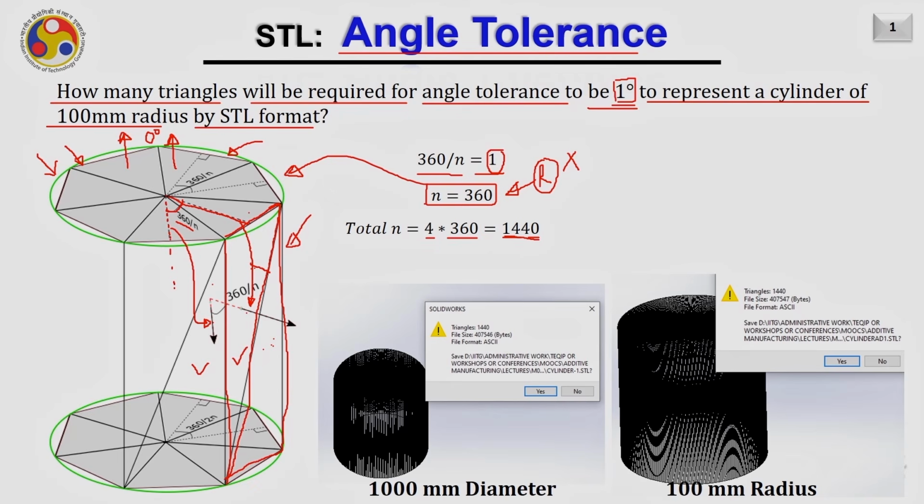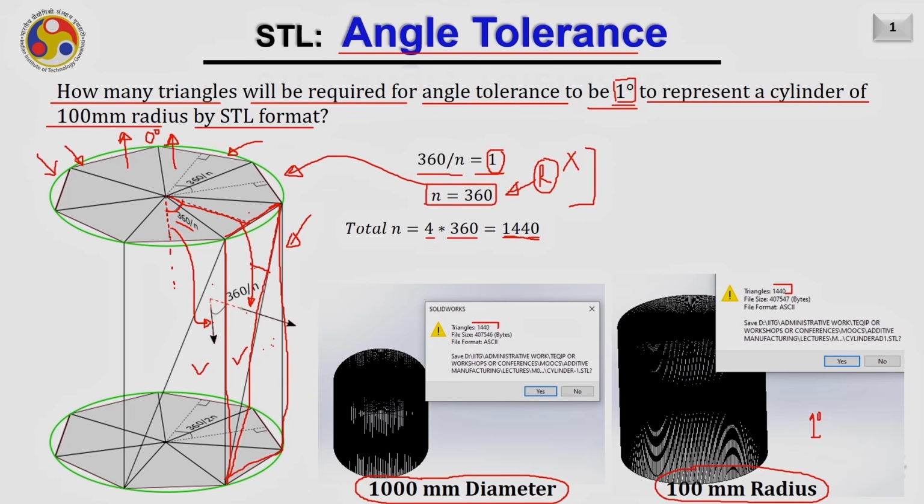I have done the same in SolidWorks, and I changed the circle diameter. In this case, the cylindrical object's radius is 100 mm and the angle tolerance is set to 1 degree. You can see the number of triangles I got is 1440. When I change the radius, and it is now 1000 mm diameter of the cylindrical object, still the number of triangles is the same. This is because this particular equation is independent of r.